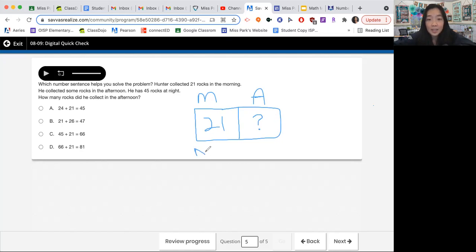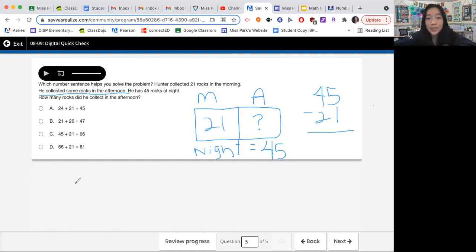At night, he has 45 rocks in all. So at night, the total is going to be, in the night, he's going to end up with 45 rocks. How many rocks did he collect in the afternoon? So we know that he collected some in the afternoon. And because we don't know how many, we need to subtract. So we're going to need to subtract our total, which is 45, minus 21.